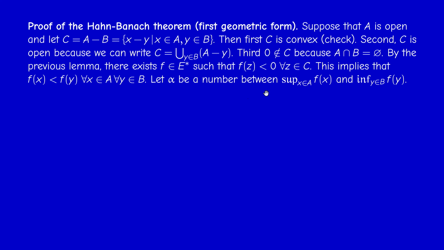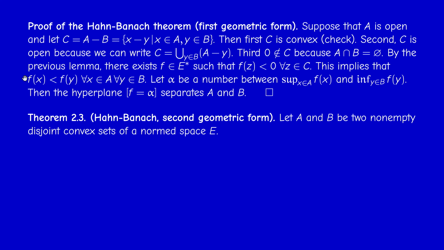But at any rate, we can find a number alpha between these two numbers. And in this case, we have f of x less than or equal to alpha, which is less than or equal to f of y, for x in A, y in B. So the hyperplane f equal alpha separates A and B in the large sense. So this concludes the proof of the first geometric form of the Hahn-Banach theorem.